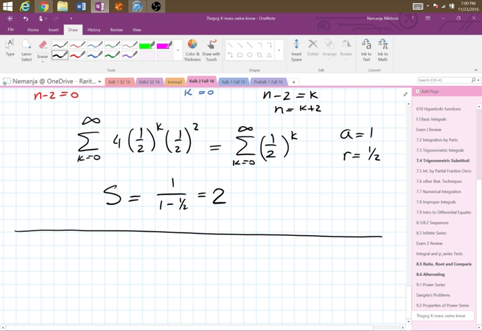The next problem is from, I believe, 8.4, from our textbook, and it is problem number 9. We are going to take a look at the series that starts at 0, goes to infinity, k over 2k plus 1.